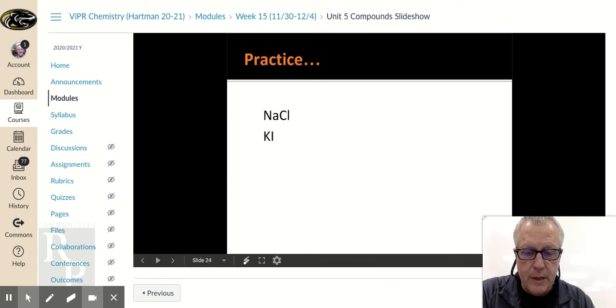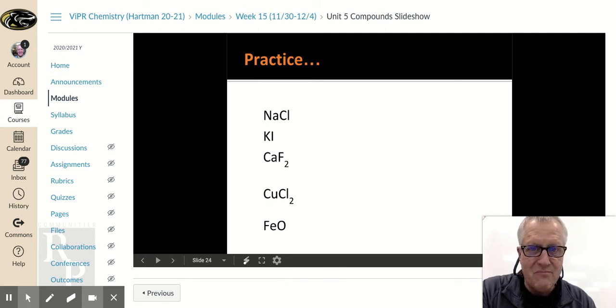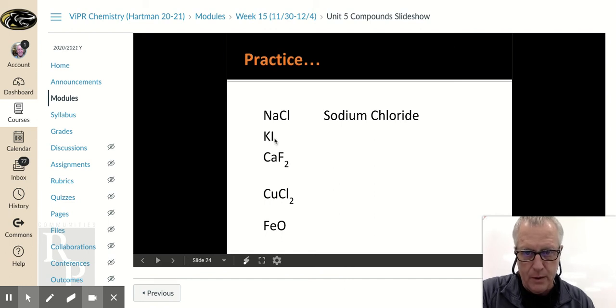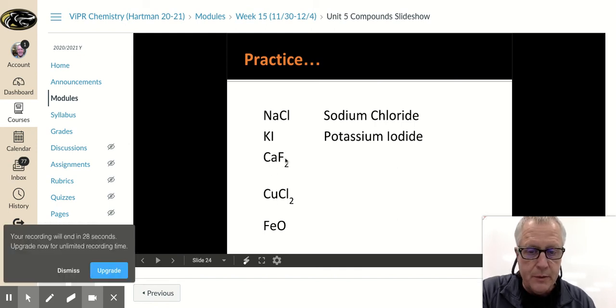So let's practice a little bit. Here are some binary compounds. How would we name these? Well, the first one is sodium chloride. We're familiar with that. What would the second one be? It's potassium, which is an alkali metal, and iodine is a halogen, just like these two are. So it would simply be potassium iodide. How about this next one? Calcium is an alkaline earth metal with a plus 2 charge, but fluorine is a halogen with a minus 1 charge, but it would still be named calcium fluoride.